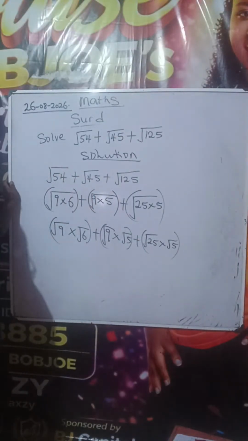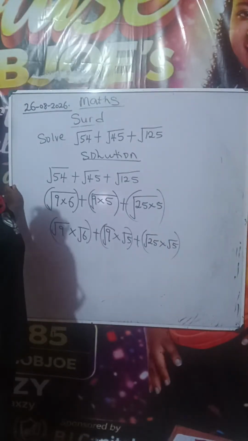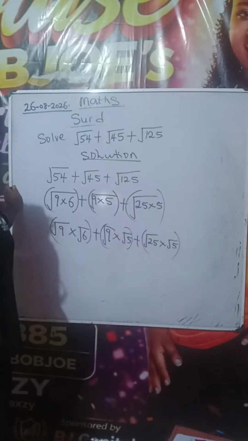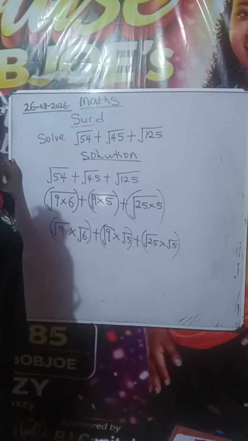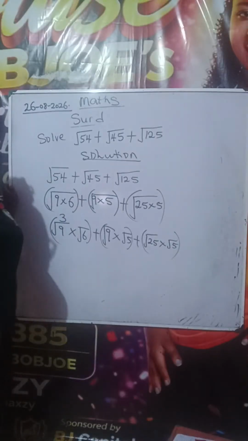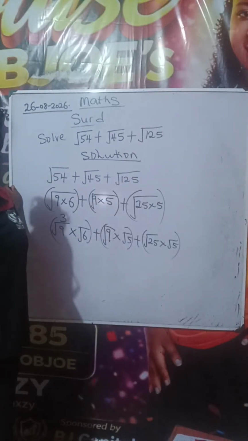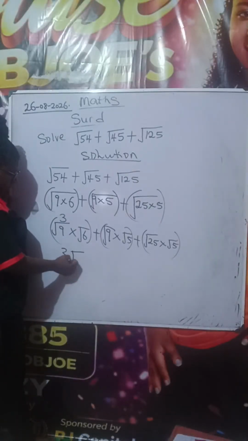Okay, now what is the square root of 9? So the square root of 9 is 3. So we write 3 here. And the square root of 6, does it have a perfect square root? No, it does not. So we are going to write 3 root 6.